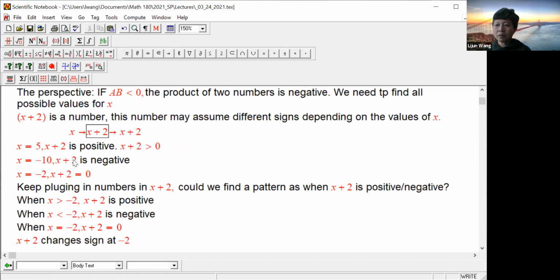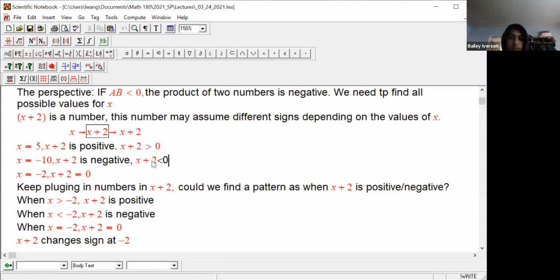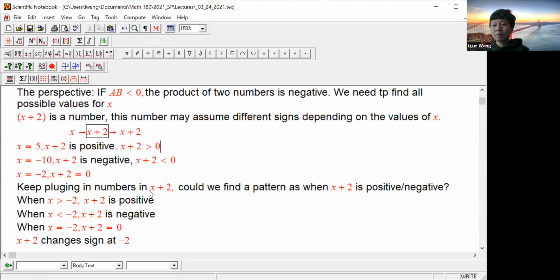How do you say a number is negative? Less than 0. Less than 0. Very good. Right? You see, that's the mathematics. So when you read the sign, you need to reflect on the meanings. We need to reflect on the meanings.